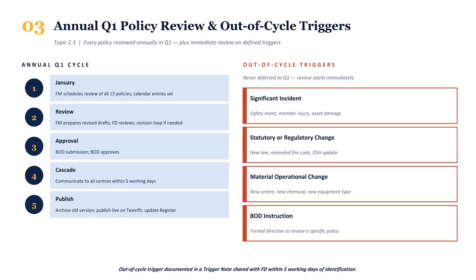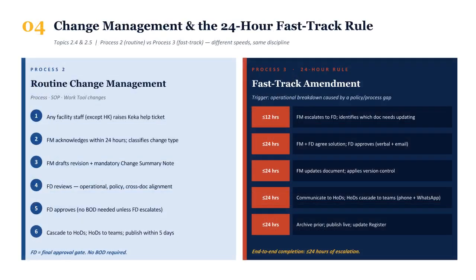And fourth, a direct board instruction. Out-of-cycle reviews are never deferred to Q1. The FM documents the trigger in a trigger note shared with the FD within 5 working days, and the review starts immediately. There are 2 change management routes, and you must know the difference.